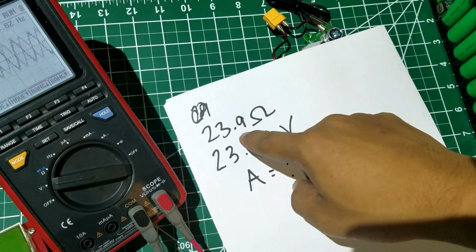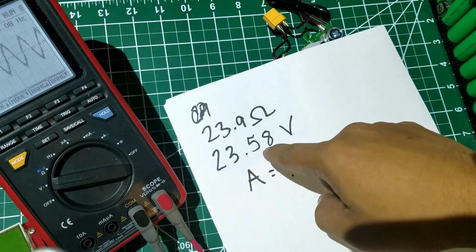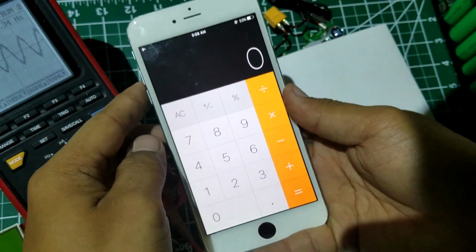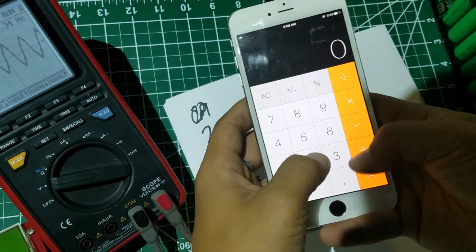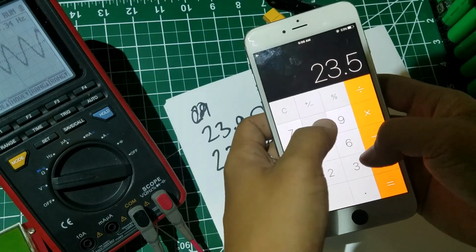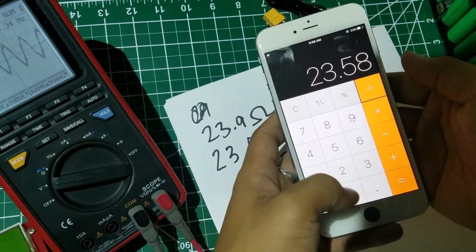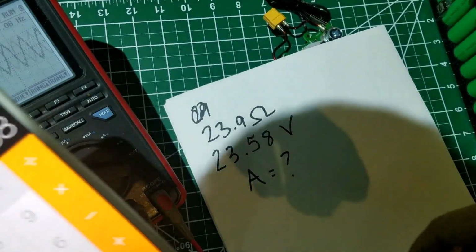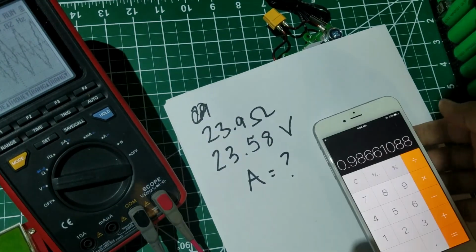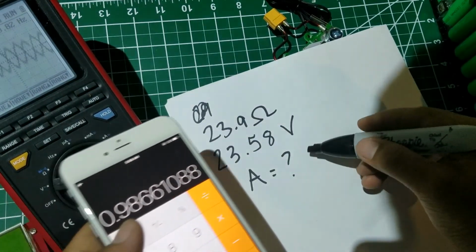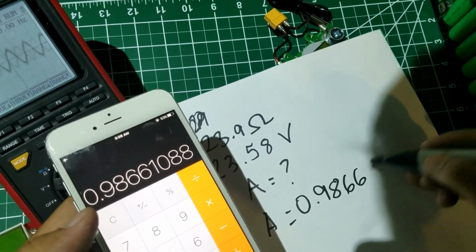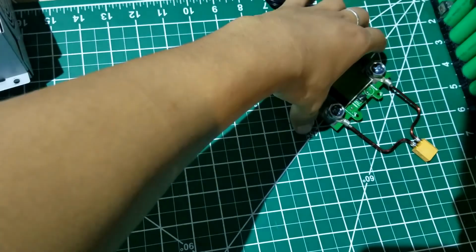So we have 23.9 ohms and 23.58 volts. So we need to see how much current. So we're gonna see here 23.58 volts divided by 23.9 equals. So you can see here is 98.66. So the amps is equal to 0.9866. Okay.